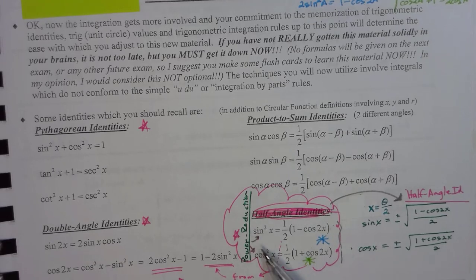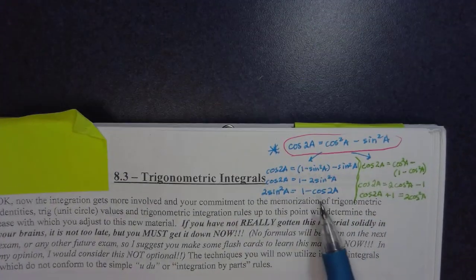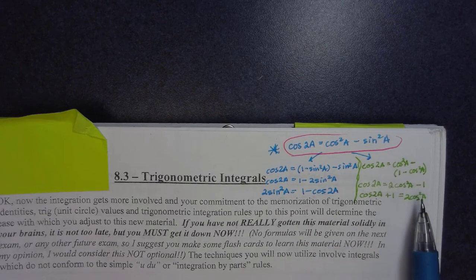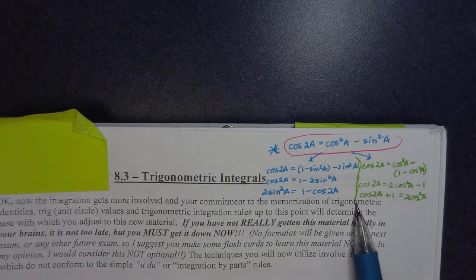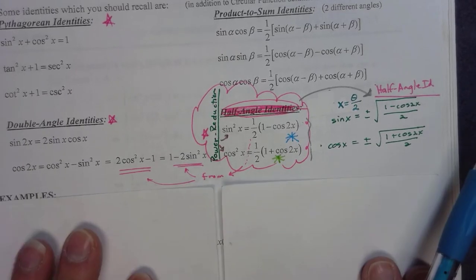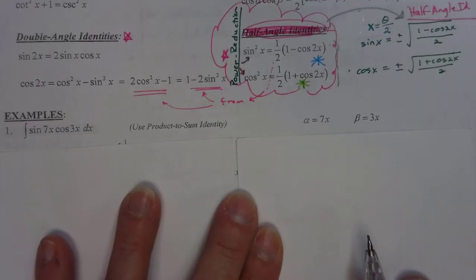And then power reduction. And I just showed you the way that we can get these coming from this up here. I can solve for sine squared by dividing by 2. I can solve for cosine squared by dividing by 2, and that gives you your power reduction identities that we'll be using. So let's see how we can do one of these.